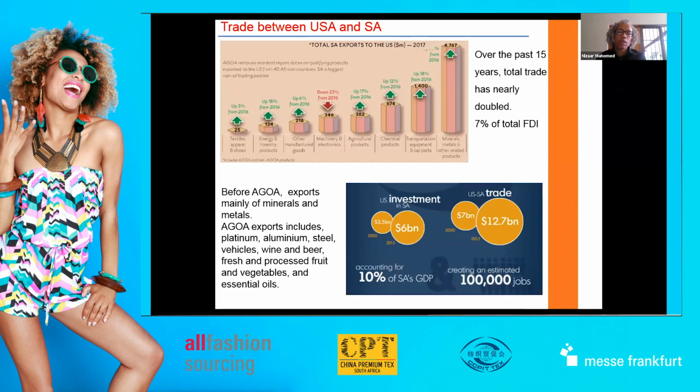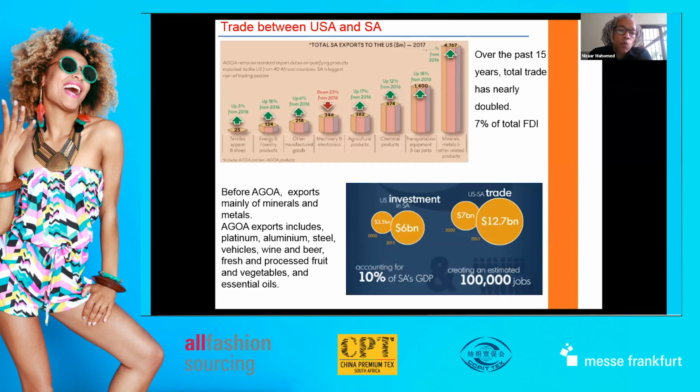Now, this is the point I made at the start of the presentation, where I said, before AGOA, South Africa's export basket was very similar to that of Thailand. We primarily exported minerals and metals to the USA. But since AGOA, what we've seen is an increase in the export of platinum, aluminium, steel, vehicles, wine, beer, fresh and processed fruits and vegetables, and also essential oils. Now, that's the sort of basket that makes a developing country grow.